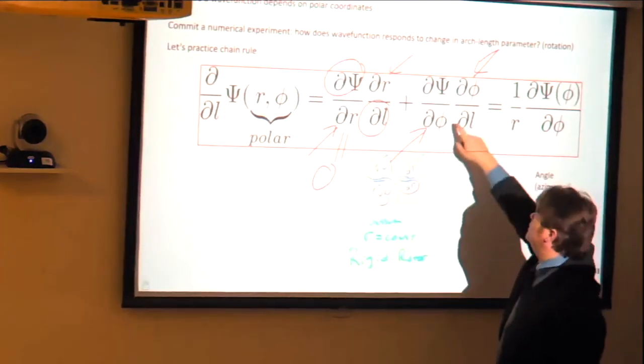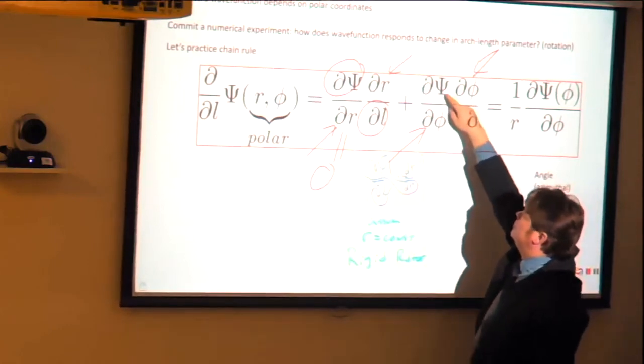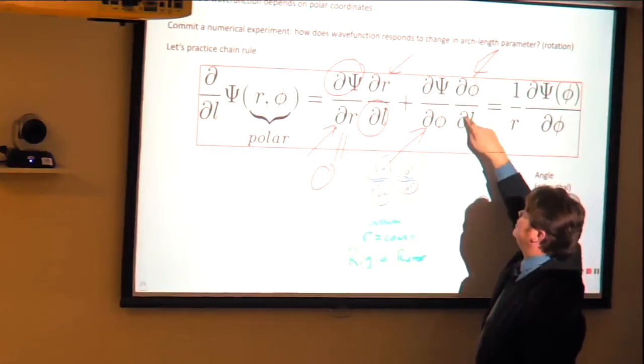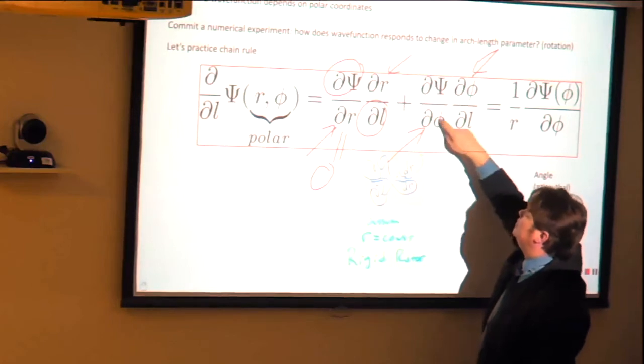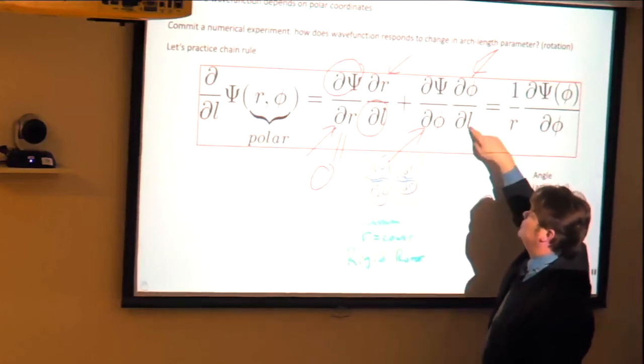And here we do the same trick. So we need d psi over dl, but we put it as d psi over angle, and then angle over length.